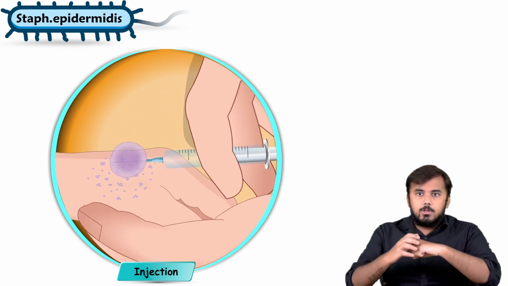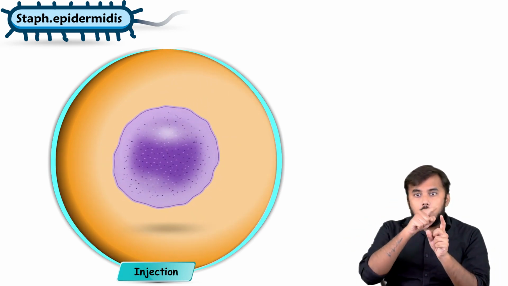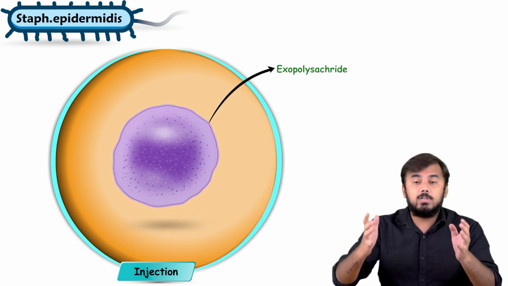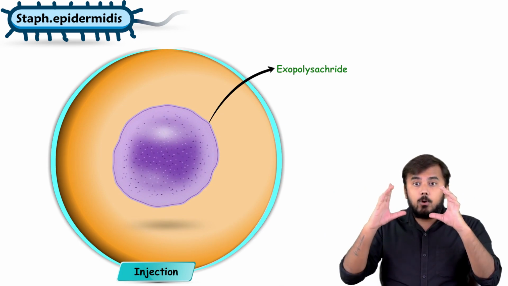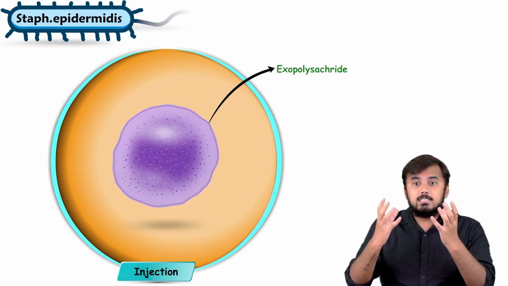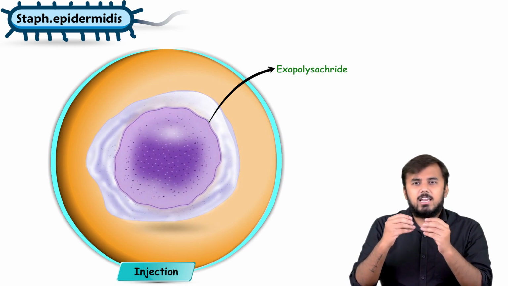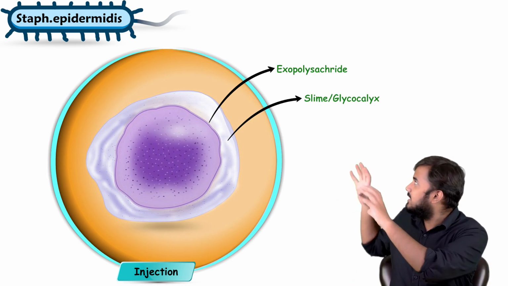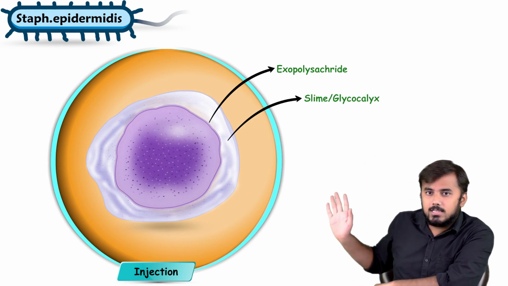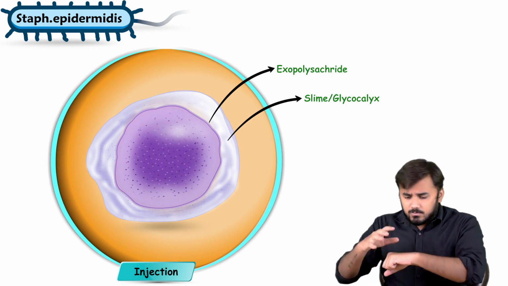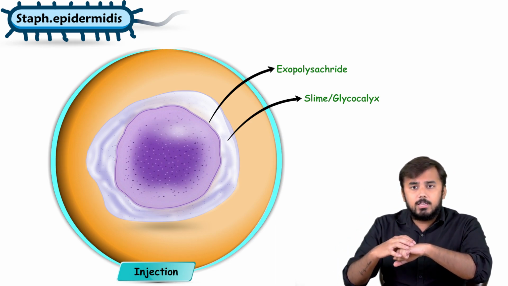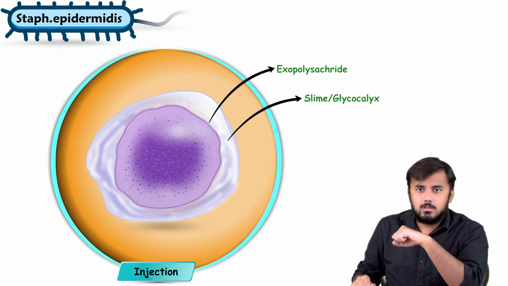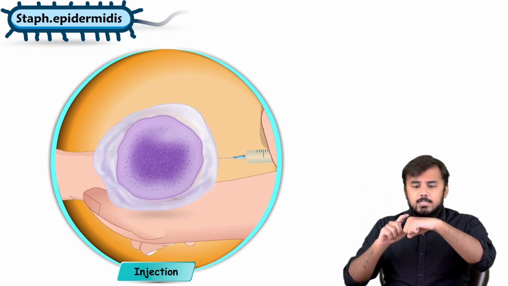If I zoom in on the bacteria, this bacteria has a layer called the exopolysaccharide layer. This exopolysaccharide layer synthesizes a sticky gel-like matrix that is called slime or glycocalyx. So you can see a jelly-shaped covering over the bacteria, called slime or glycocalyx. When there are 10,000 bacteria over there, don't you think there will be 10,000 slimes or glycocalyx? Obviously.